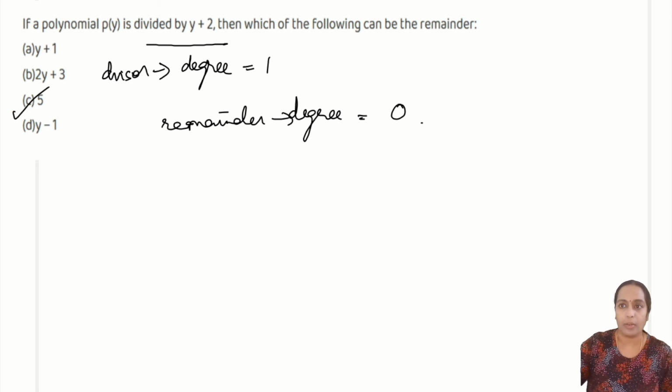So that can only be the answer when the divisor has degree 1, because the divisor is y plus 2, which is degree 1. So the remainder should be a constant polynomial only, where the degree is 0.